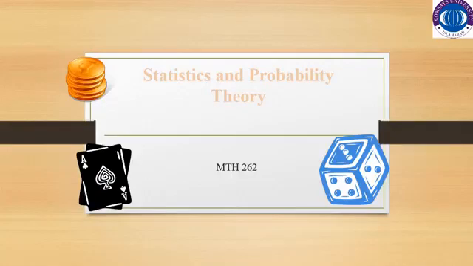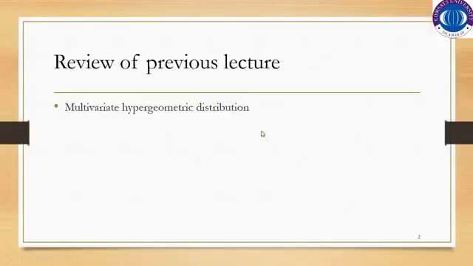Bismillahirrahmanirrahim. Welcome to the first part of 14th lecture of Statistics and Probability Theory. In previous lecture, we have studied multivariate hypergeometric distribution. Multivariate hypergeometric distribution was the extension of hypergeometric distribution.